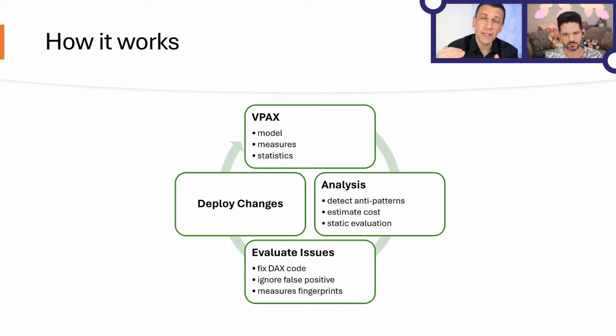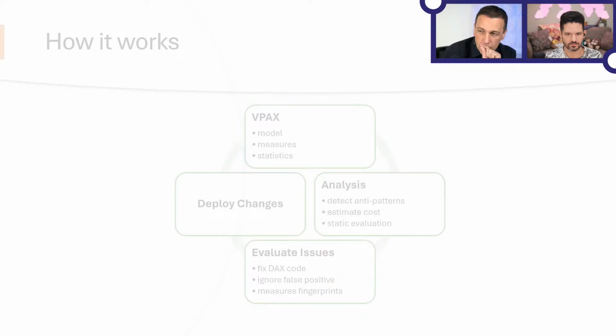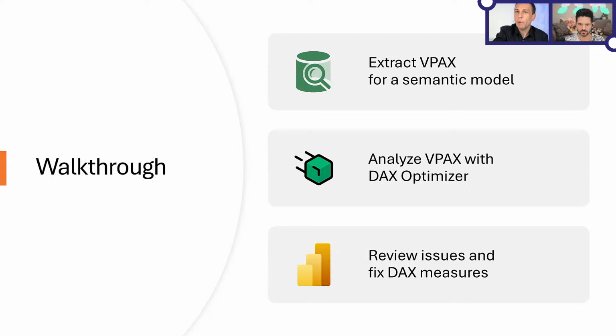So what we're going to do, we're going to extract the VPAX file from a semantic model. We're going to send this to DAX Optimizer to analyze it, and then we will see how the review process works. Okay? Excellent. Now, let's start with Power BI.